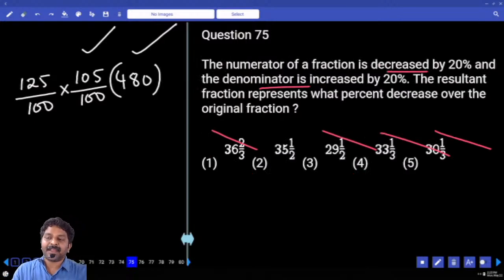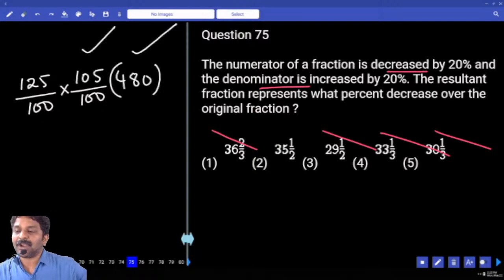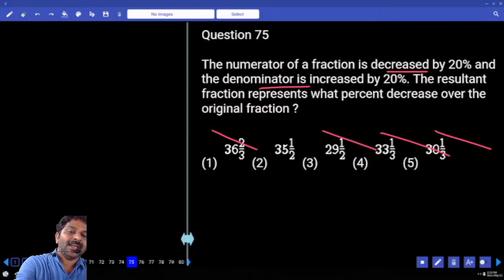The numerator of a fraction is decreased by 20% and denominator is increased by 20%. The resultant fraction represents what percent decrease over the original fraction? I am taking original fraction as 1. Is that fine? Can I take 1 as a fraction? How? 1 by 1. Yes? Okay. Now remember 1.